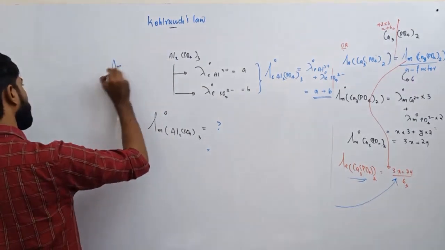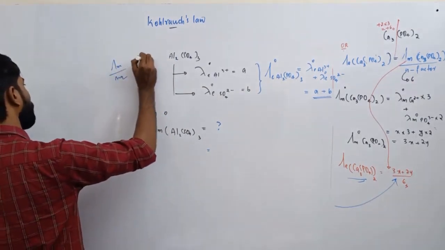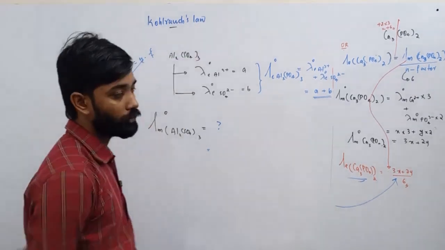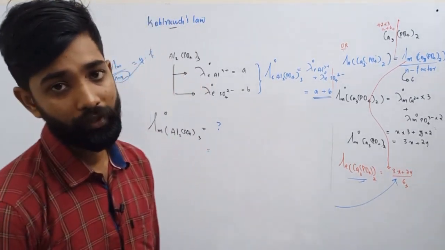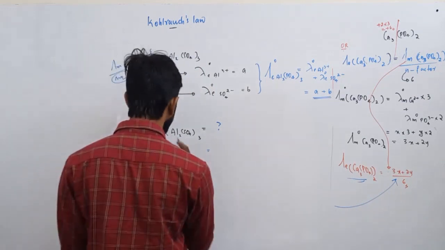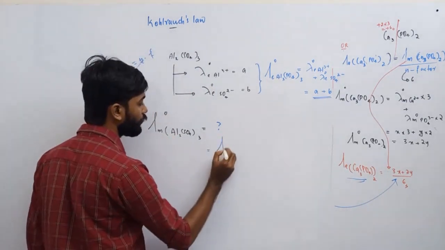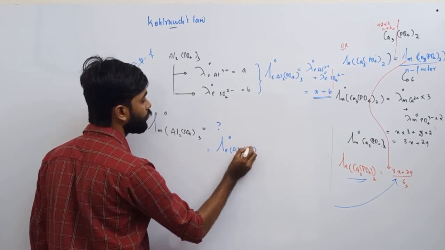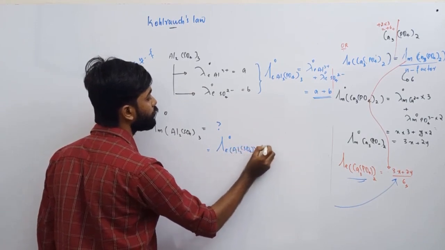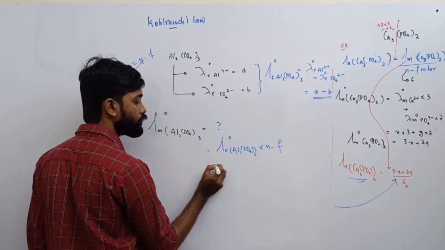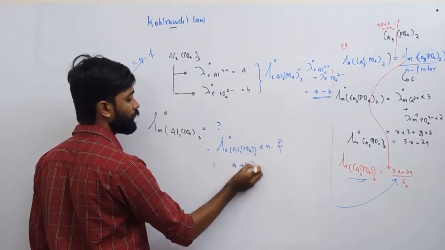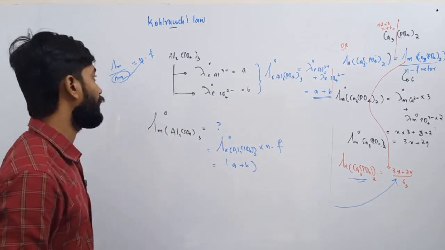We know that molar conductivity divided by equivalent conductivity is equal to the n factor. So equivalent conductivity times the n factor is equal to molar conductivity. If you want to find molar conductivity and you are able to find the equivalent conductivity of that electrolyte, then you simply multiply it with the n factor. So this value I have already found, A plus B, and this has to be multiplied with the n factor.